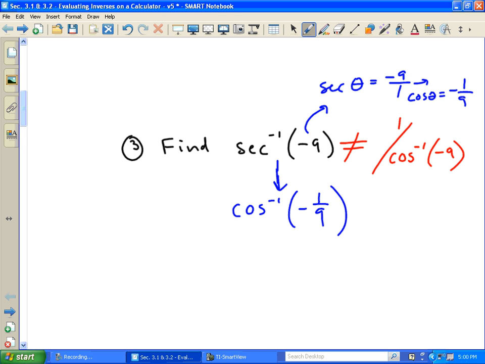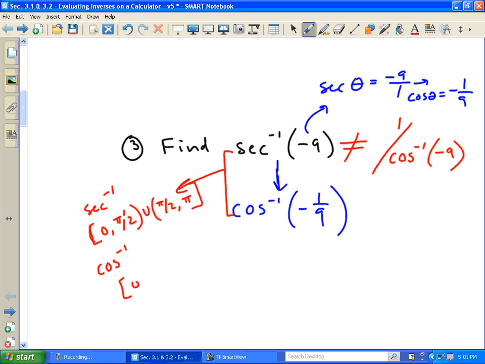Now, the other thing that we need to consider is the restrictions on these two functions. The restriction on inverse secant and inverse cosine are essentially the same thing. For secant inverse, the restriction is anything between 0 and pi over 2, not including pi over 2, and between pi over 2 and pi. The restriction on cosine inverse is anything between 0 and pi.